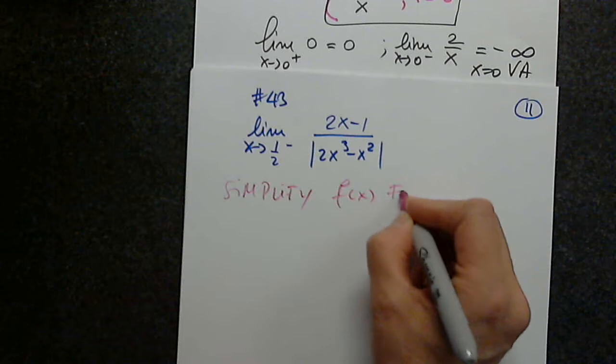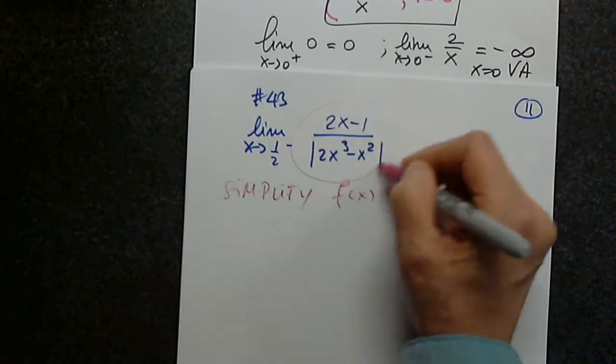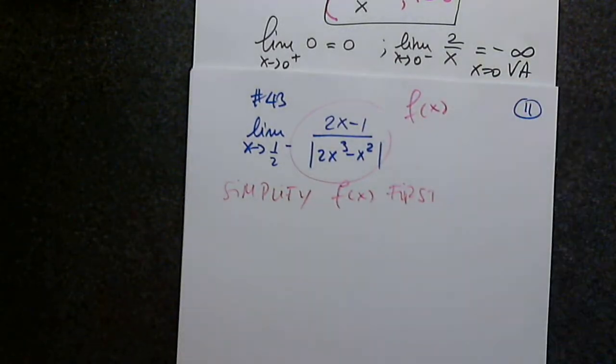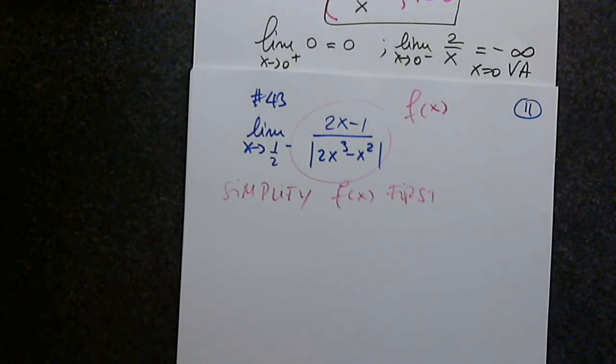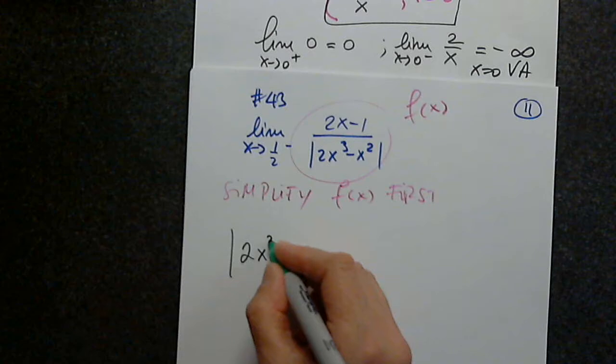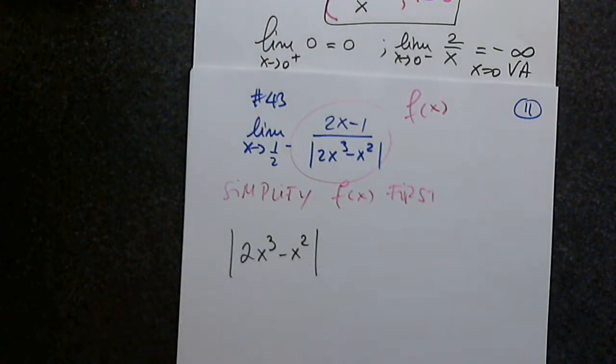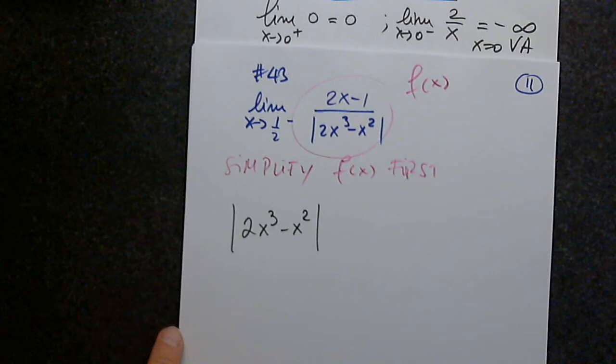f of x first. This is f of x, of course. We start where? With the absolute value, of course. Good. So this is 2x cubed minus x squared. Remember, the absolute value symbol is not a grouping symbol. You can remove stuff. You can put stuff in. You cannot distribute. You cannot take stuff out. You can't.